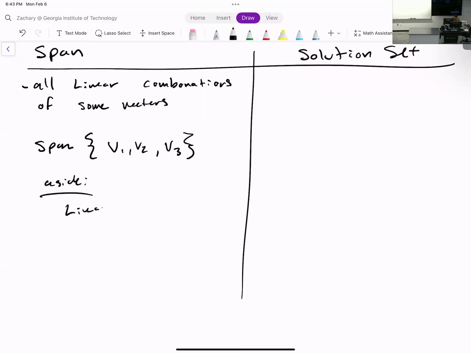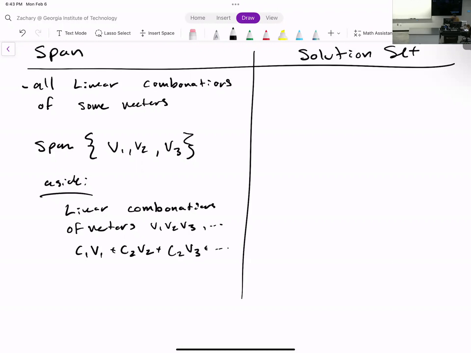Linear combinations. They're combinations of vectors such that, let me just write this coherently. Linear combinations of vectors v1, v2, v3, etc. And we write these linear combinations as some number times v1 plus some number times v2 plus some number times v3, etc. Okay? So this is what a linear combination is. It's just combining vectors in any way that we want, okay? We can't multiply vectors together. We can only multiply vectors by constants, and then we can add different vectors together within a span, okay?